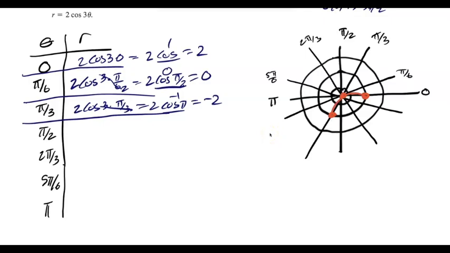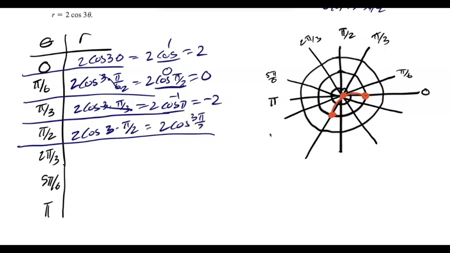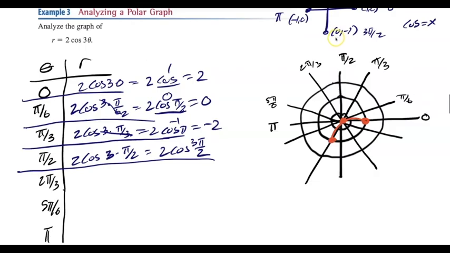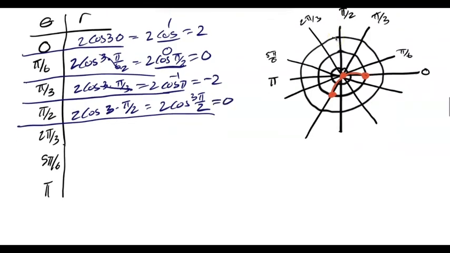Next one, pi over 2. 2 times cosine of 3 times pi over 2, which just gets me 2 cosine of 3 pi over 2. 3 pi over 2 is down here. X is 0, so that's 0. Then we go back down to 0. So we have to curve back again.